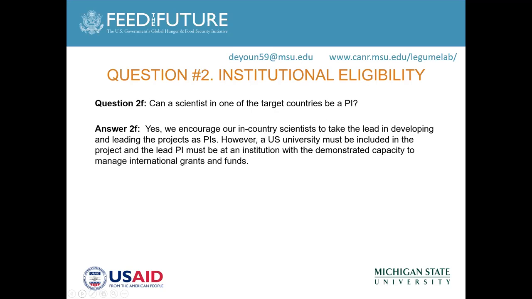Thank you, Barry. Question 2F. Can a scientist in one of the target countries be a PI? Yes, we encourage our in-country scientists to take the lead in developing and leading the projects as PI. However, a U.S. university must be included in the project, and the lead PI must be at an institution with the demonstrated capacity to manage international grants and funds.